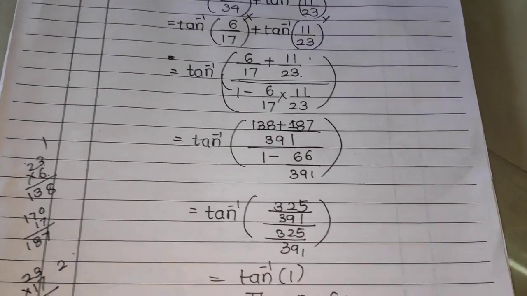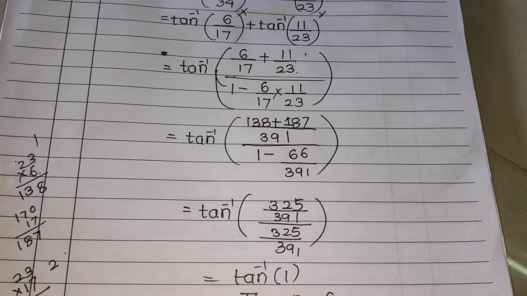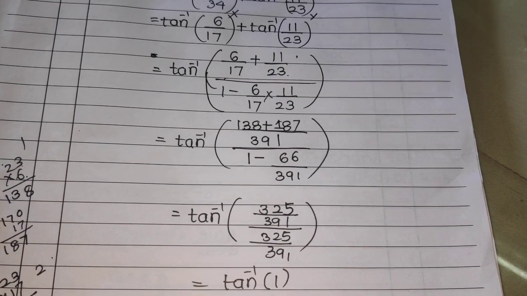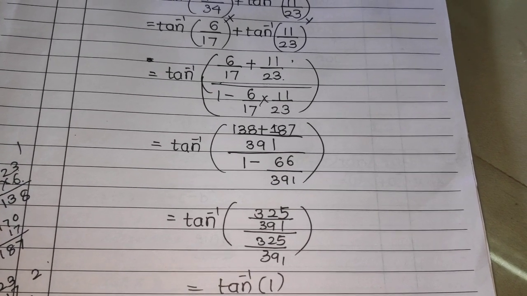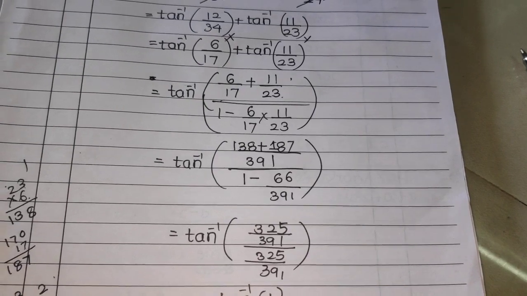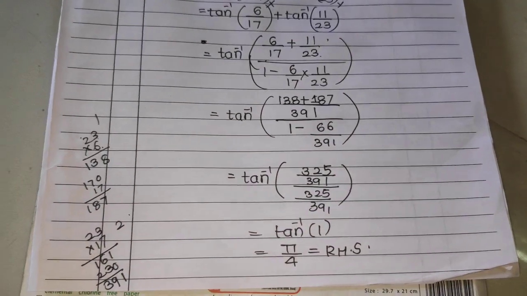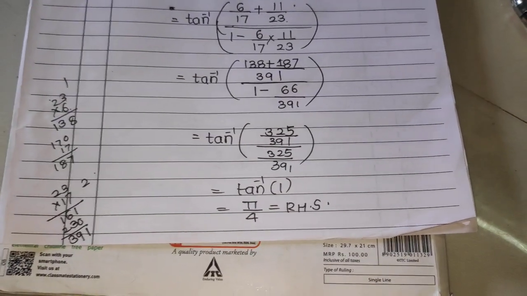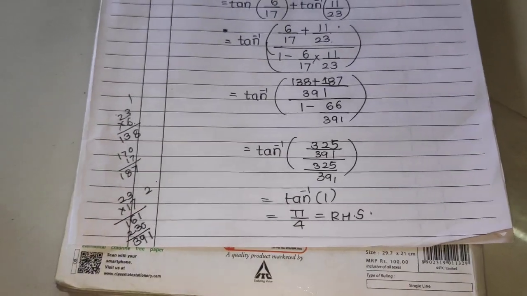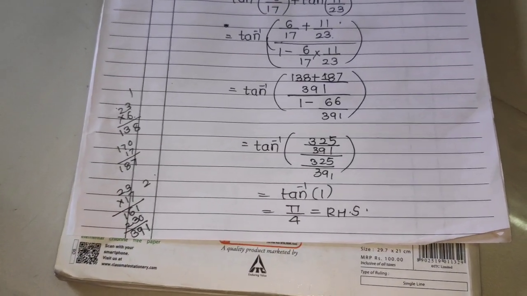391 will be the LCM. Calculation part gives me 325 upon 391 in the numerator as well as denominator. So tan inverse of 1, that is 45 degrees, and that's my answer. Go to the next question, please.